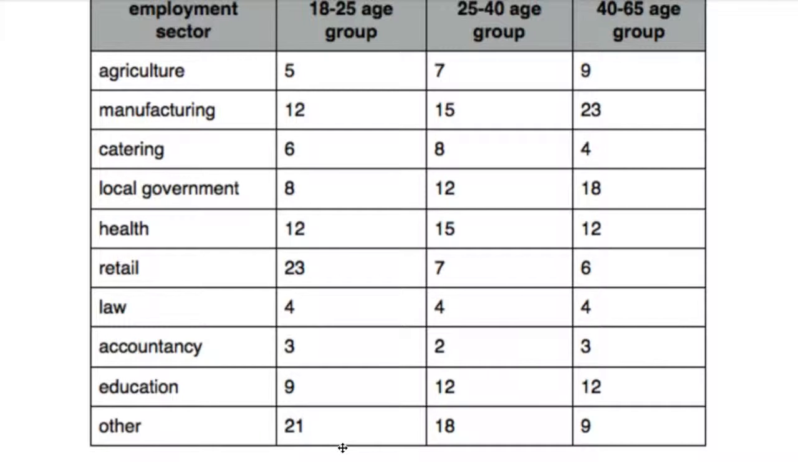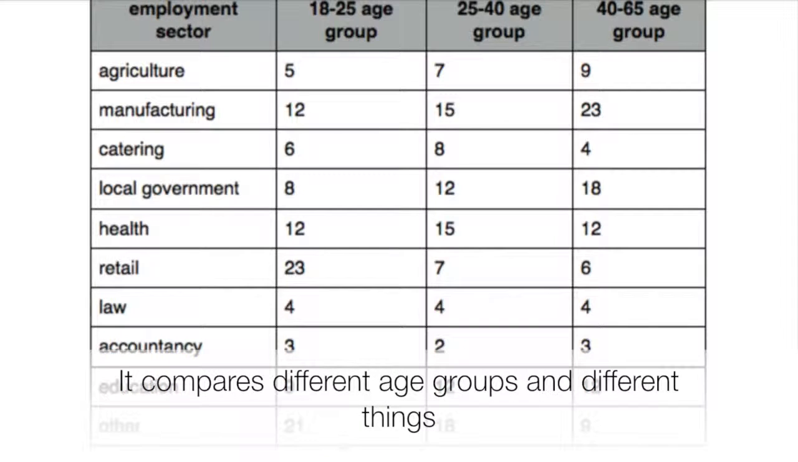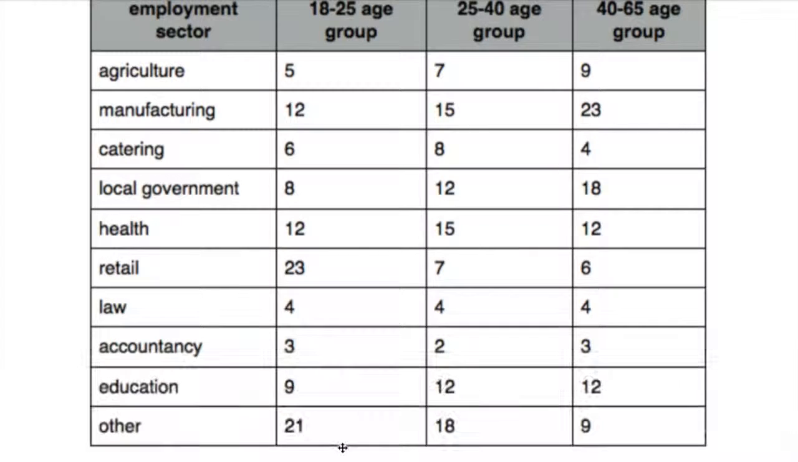Look at that for a bit, and then I'll give you my suggested answer. Okay, I'll give you the answer now. Stop it if you want. Okay, so here's my answer. Here's one answer. It compares different age groups and different things. So it compares 3 age groups, and down here are all the different things that it's comparing as well. So it's a table. And an introduction might be this.